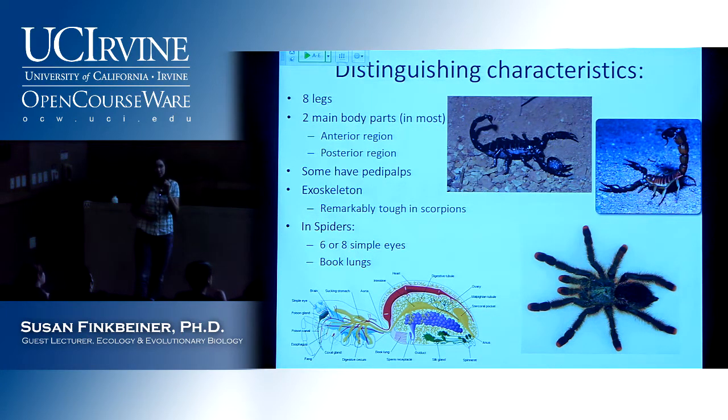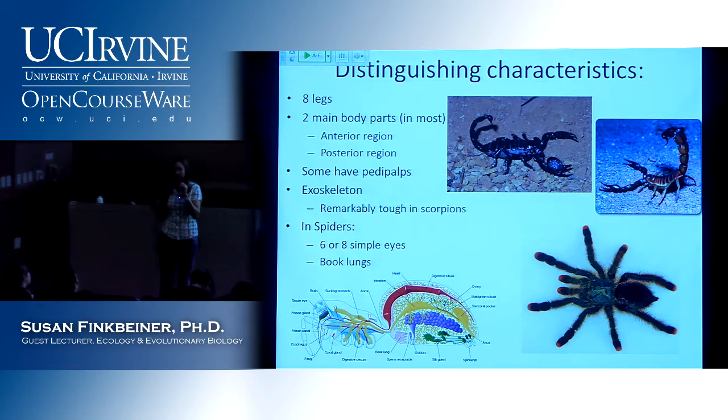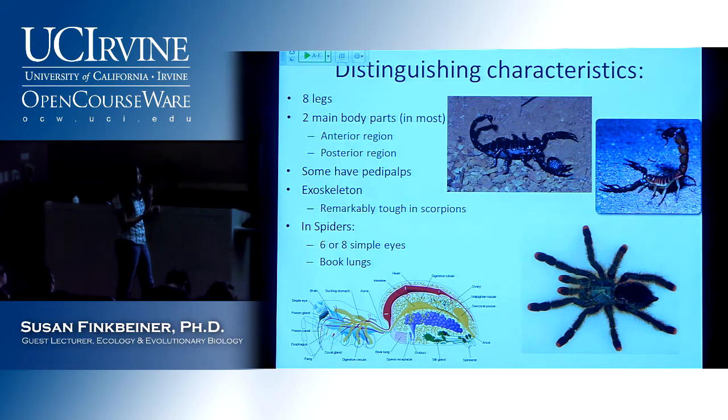They also have an exoskeleton. It's very tough in scorpions. If you ever handle scorpions, their exoskeleton is so tough it almost feels like a rock. Also, spiders have 6 or 8 simple eyes, and they also have book lungs. A book lung is an accordion-like structure that expands and compresses during gas exchange in the spiders.